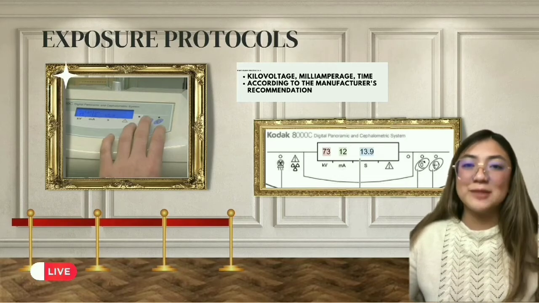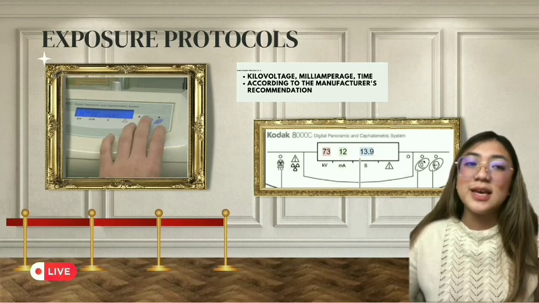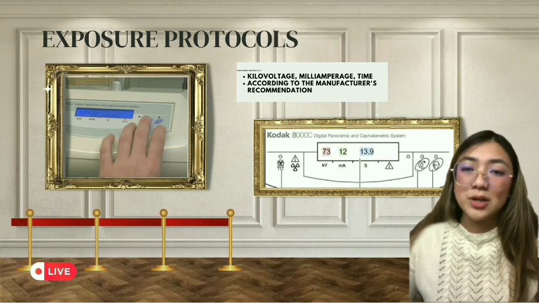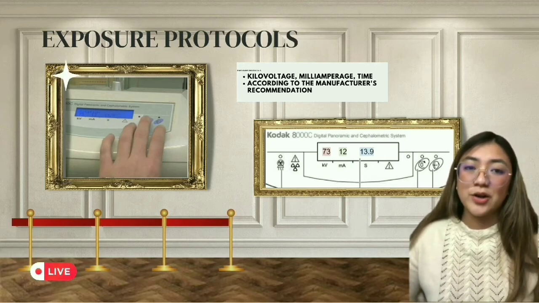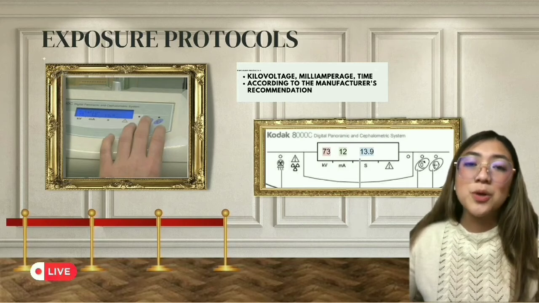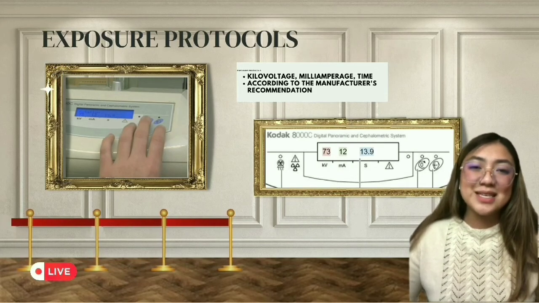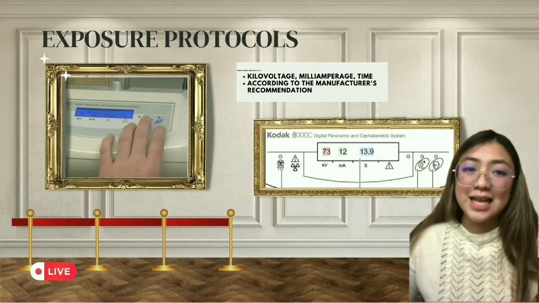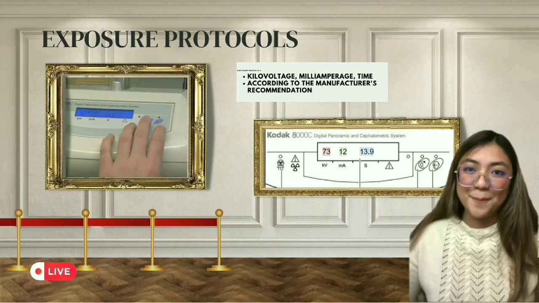For the kVp or the kilovoltage in dental radiography, it is best to utilize 70 kV or above. For the milliamperage, a setting of 7 to 15 mA is required, and the time, which will control the duration of exposure, will only last for seconds. As shown on the paintings, we can see a 73 kilovoltage, a milliamperage set at 12, and a 13.9 seconds indication for time.